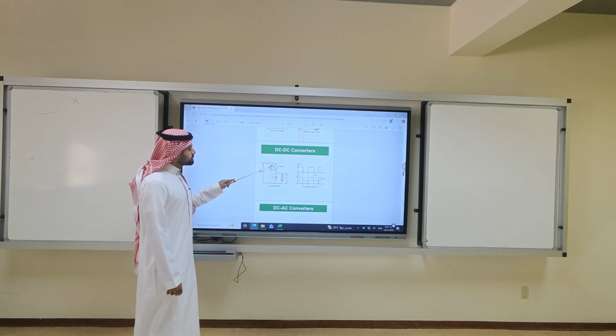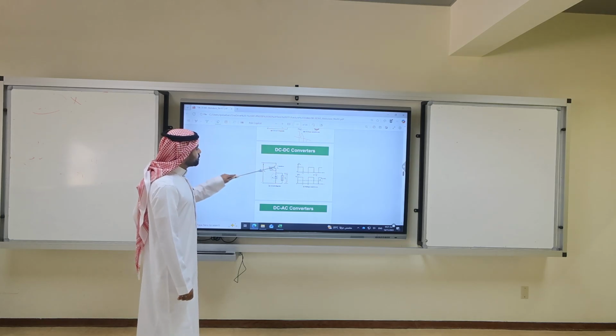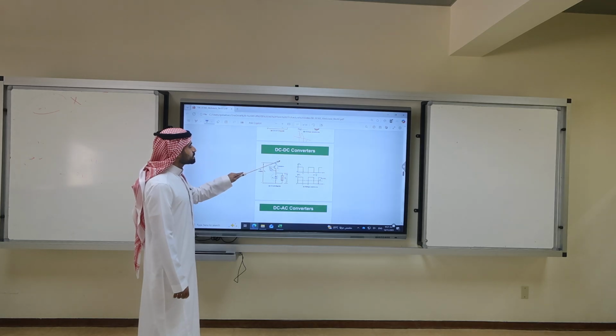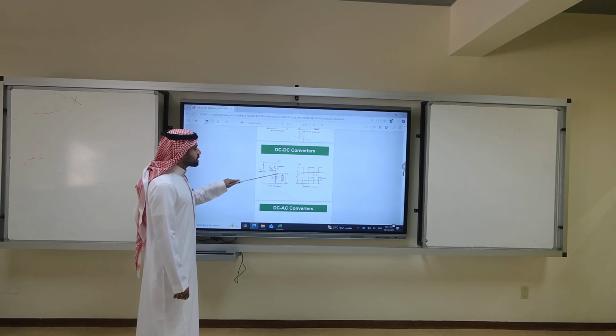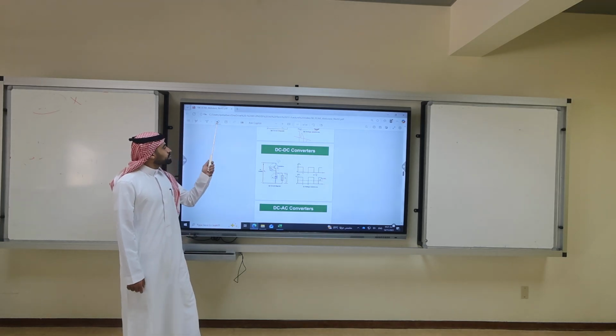No, this diode is from top to bottom. If VBE is 0, this will be open circuit. This diode will be open circuit. If this diode is open circuit, the load cannot be hanging. You have to have a load so that the current will go through the anti-parallel diode for protection.